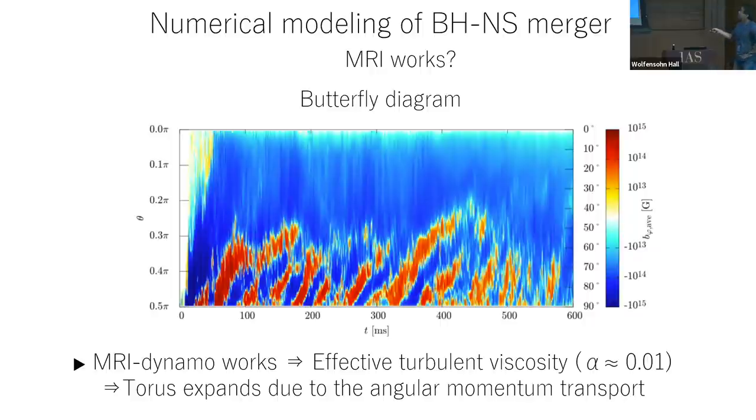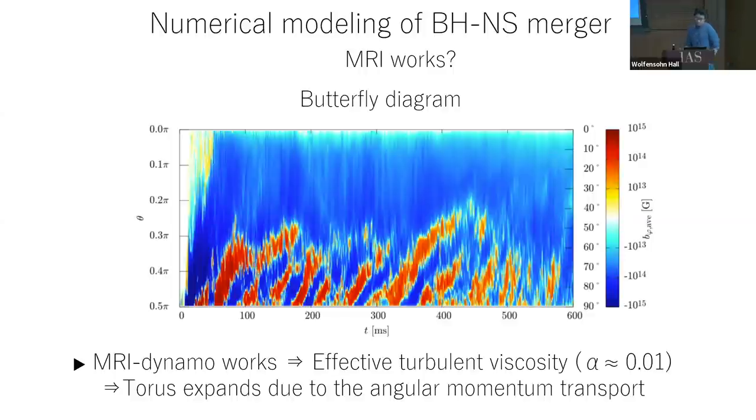Here is a polar, here is an orbital plane, and you can see that the negative and positive sign of the magnetic field appears repeatedly, and due to the magnetic buoyancy, it towers to the high latitude regions. And then the sign of the magnetic field flips, and this is evidence of the MRI dynamo working in our simulation.